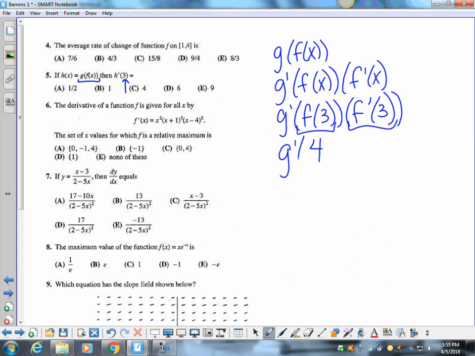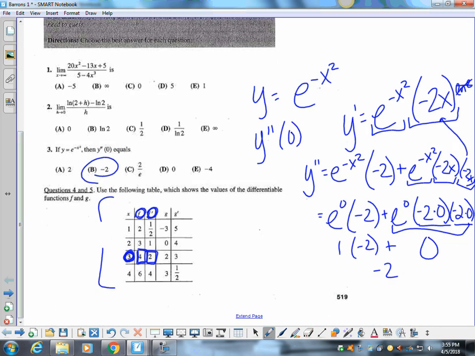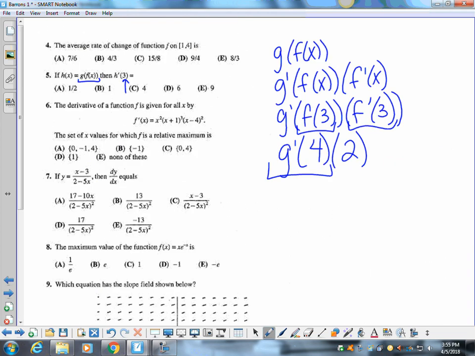So I want g prime of 4 times, all right, f prime of 3 is 2. Don't multiply your 2 and your 4. That's not a plain old 4. That's g prime of 4. So now I come back and I go g prime of 4, and I get a 1/2. So if that's 1/2, then that would be a 1. Crazy easy. You don't know the functions. You just have to know your derivative rules.